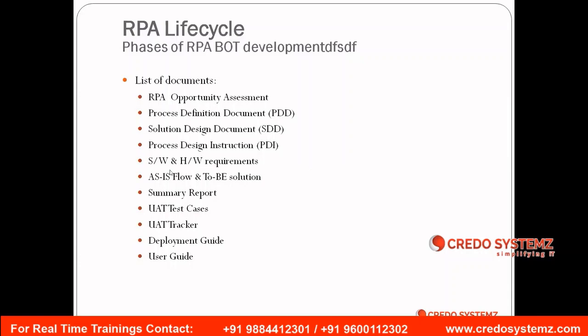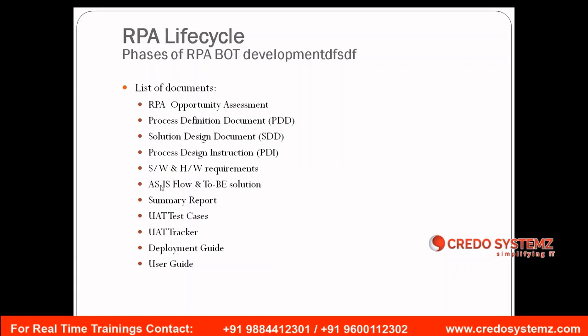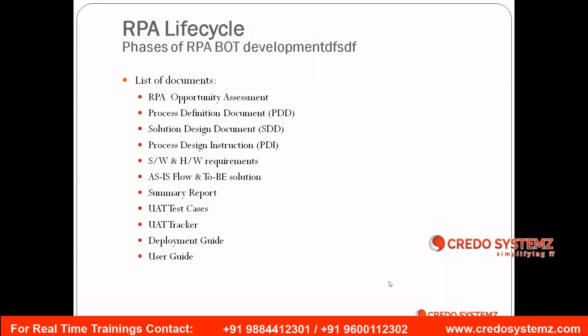And then you have a very important step, which is the as is flow and the to be flow. So as is is going to be how your current process works as a human intervened process. So as is is going to be the current process, and to be is going to be how your actual solution is going to be once you develop the process automation. So that will be part of your as is and to be solution documents.